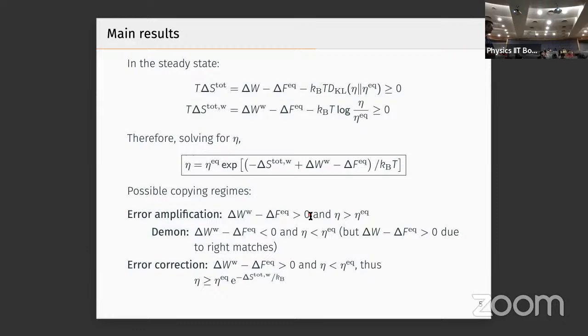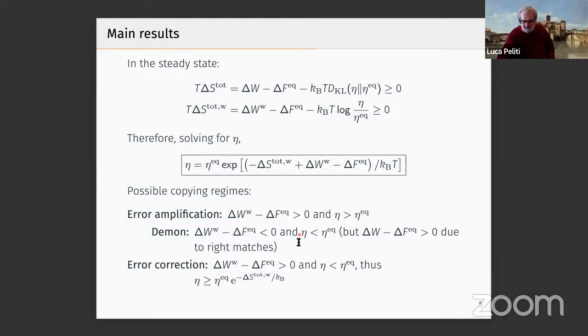Usually you are interested in having eta smaller than the equilibrium value, because if it is at equilibrium then the copy can take place reversibly without dissipation, but this is not life. The whole idea of life is that you reduce the errors in such a way that you can reproduce your machines.